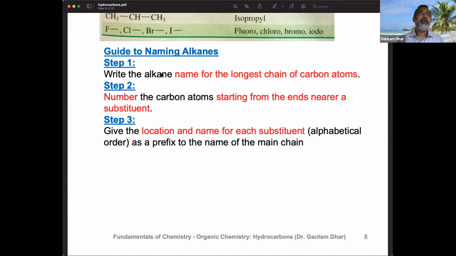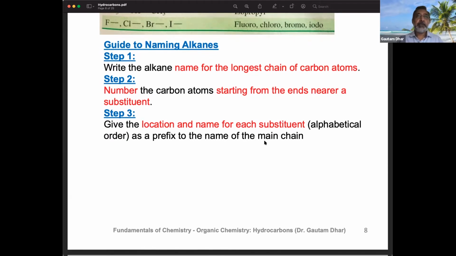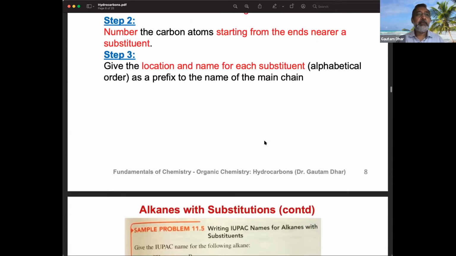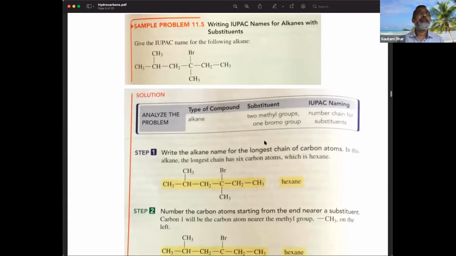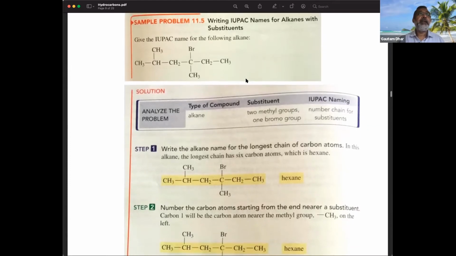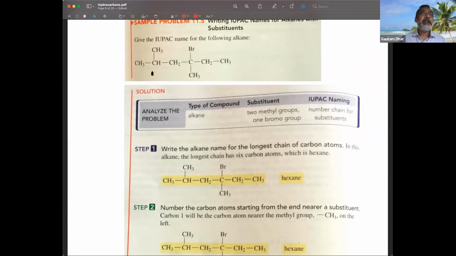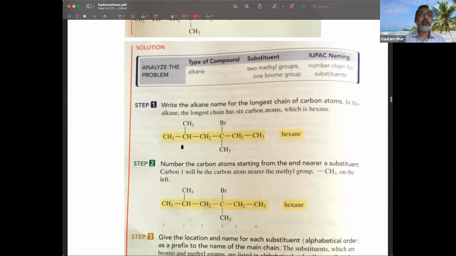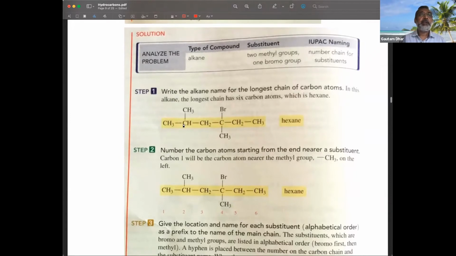Once you have that ready, you know the location and what substituents are there. Then you write down the main chain name, and in front of that you say which group and where. So give the location and give the name of the substitution. Let's look at one example here. This is the IUPAC name for this compound. Identify the longest chain and then number it. You see here a yellow box given, which carries the mentioned name.